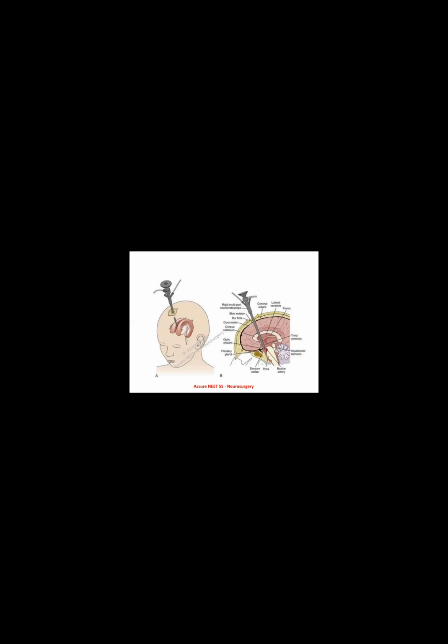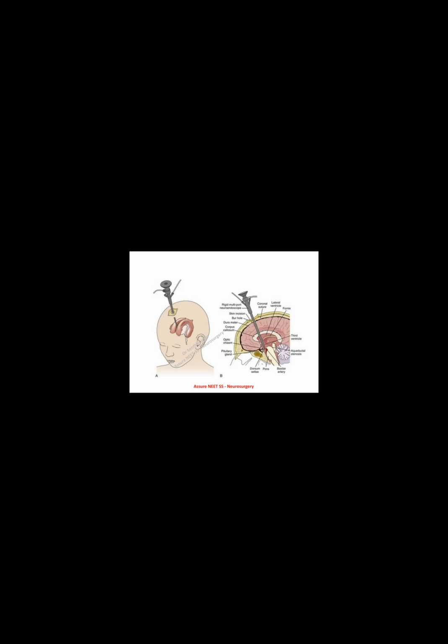So this is a picture which shows the endoscopic third ventriculostomy. Rigid endoscopes are used. For ETVs, a rigid endoscope is always preferable. The incision or the burr hole is made based upon the sagittal images of the MRI. That will be ideal.